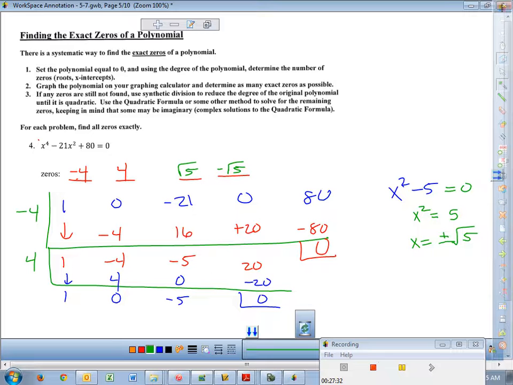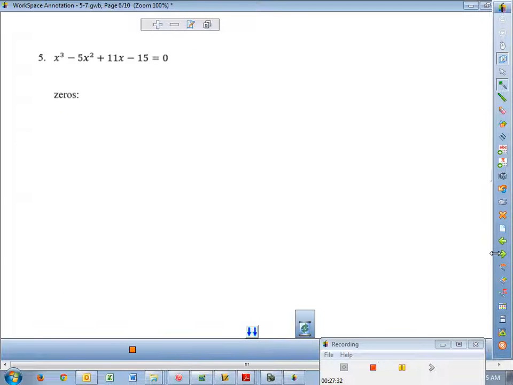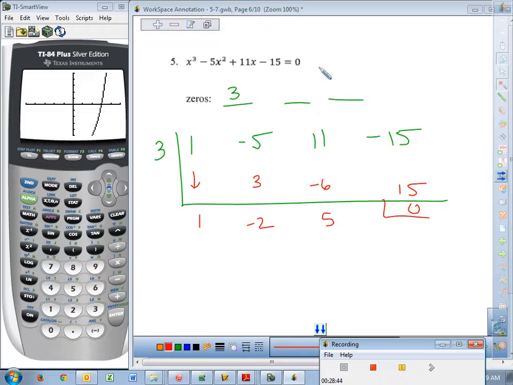You and your pal, get the next one done. Make sure it's equal to 0 first. Set it up with blanks. Graph it. Let's find all the zeros that we got. Give the whole thing a shot. Meet me back here when you're done. Punch it in. Should be 3 zeros.